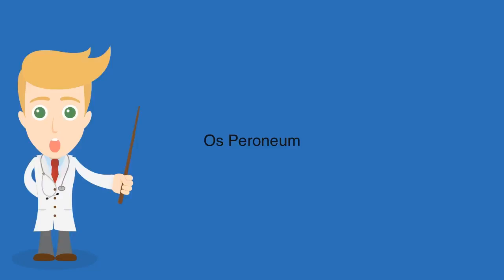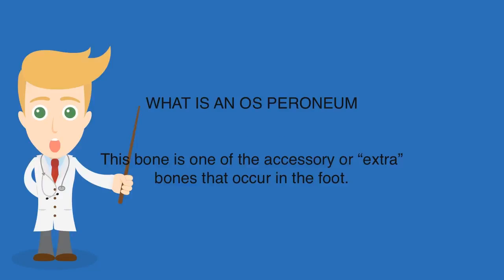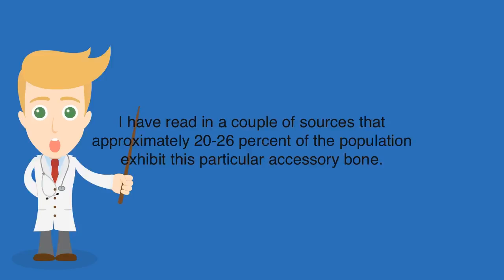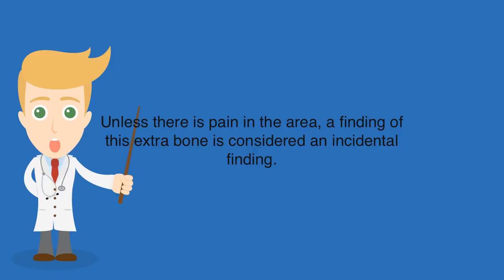Os peroneum. What is an os peroneum? This bone is one of the accessory or extra bones that occur in the foot. Accessory bones also go by the name accessory ossicle simply because they tend to be small round bones. I have read in a couple of sources that approximately 20 to 26% of the population exhibit this particular accessory bone. Unless there is pain in the area, a finding of this extra bone is considered an incidental finding.